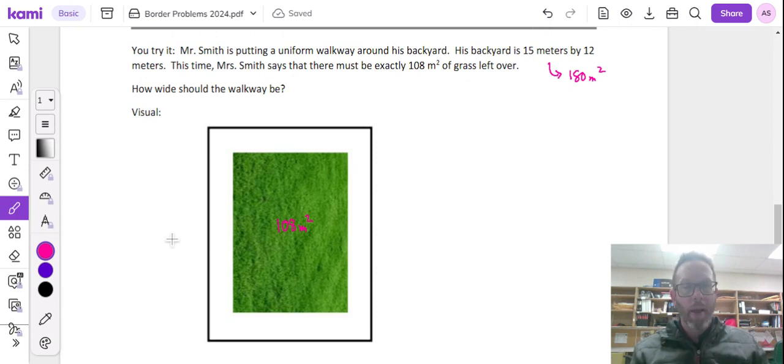And we've got the backyard is 15 meters there, I'll put, and 12 meters there. And I don't think it's a bad idea to just show the uniform border all the way around and label it.